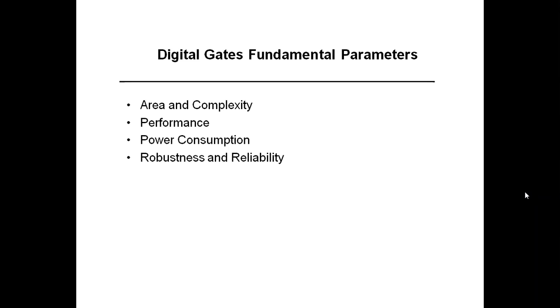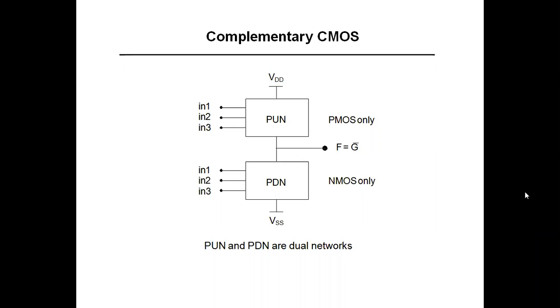So you can say the robustness and reliability analysis is nothing but the static analysis, and the performance analysis is nothing but the dynamic analysis, that you can say in a general way. Now the next point of our syllabus is complementary CMOS. Okay, complementary CMOS. So you have studied the CMOS.